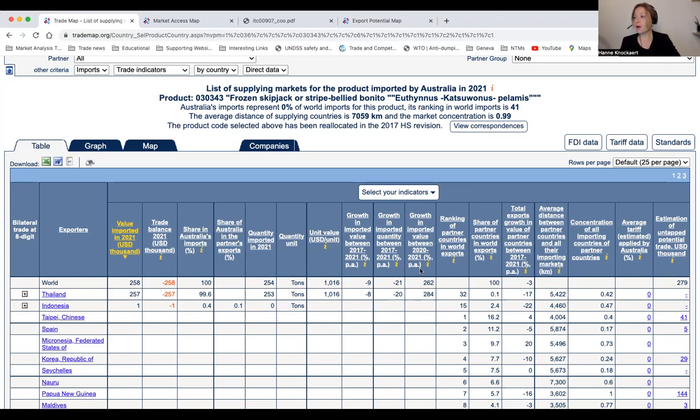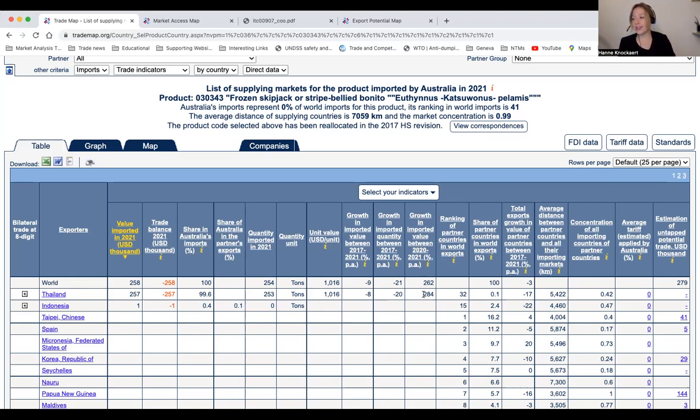But then something remarkable happened here, because the last column of those 3 is the growth in imported value between 2020 and 2021. So you can see that in the last year, suddenly the exports from Thailand of this fish towards Australia are booming at 284%. So this is a very large number for 1 year.